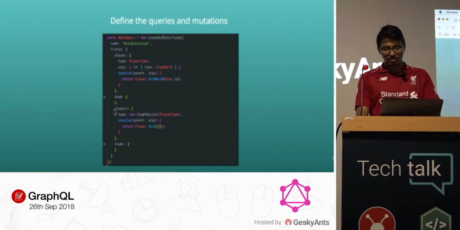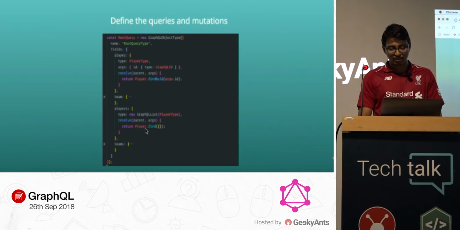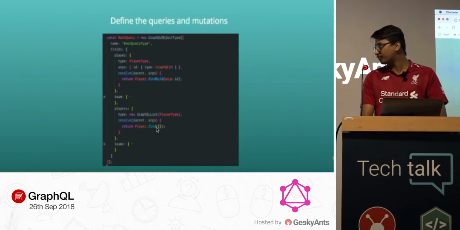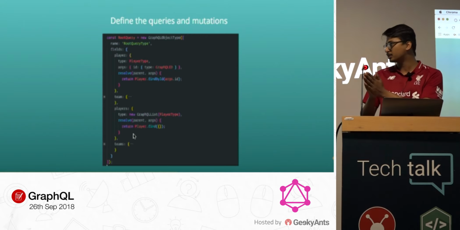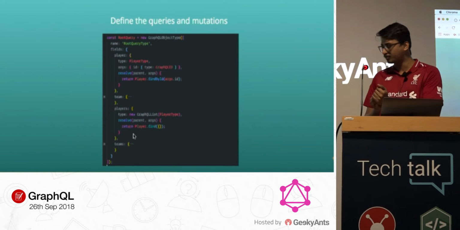I hit all the players. So that returns me all the players without any filter. If you see the find empty, what it does is that it will just filter out all the players without any parameters. So I'll get the list of all the players.